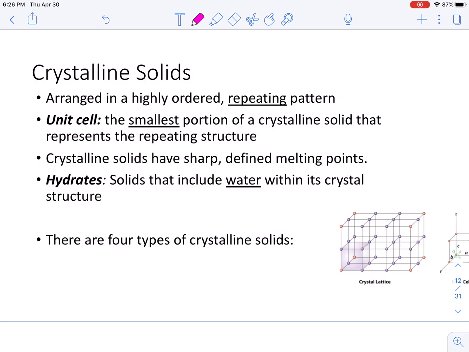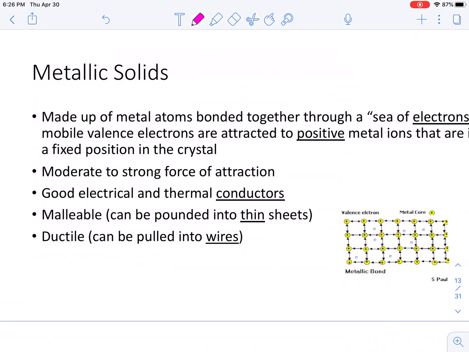Let's talk about crystalline solids. So these are a bit more highly arranged. They typically have a repeating pattern. There are some definitions to know. So a unit cell is basically the smallest part of one of these solids that maintains the chemical and physical property of that structure. Hydrates are if we take something like this crystal here and we sneak a water molecule in between the atoms or ions existing in that crystal. And there are four main types of these crystalline solids that we should talk about. So number one is metallic solid.